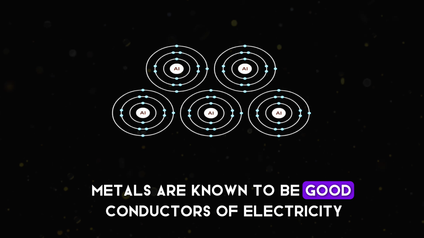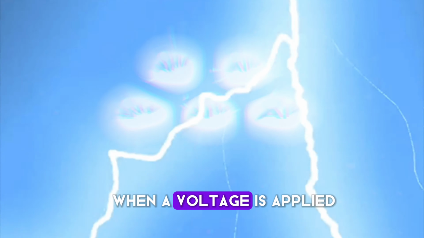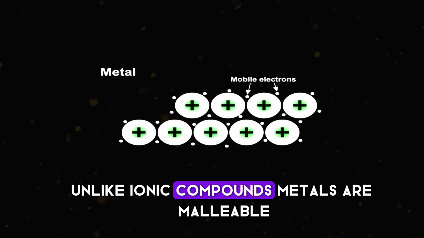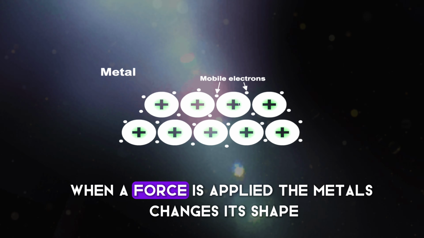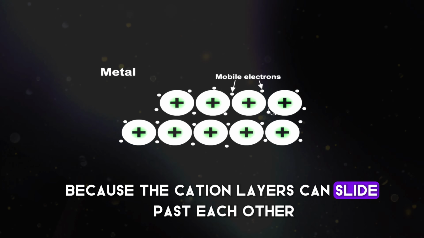Metals are known to be good conductors of electricity because the mobile electrons can move in one direction when a voltage is applied. Unlike ionic compounds, metals are malleable. When a force is applied, the metal changes its shape because the cation layers can slide past each other.